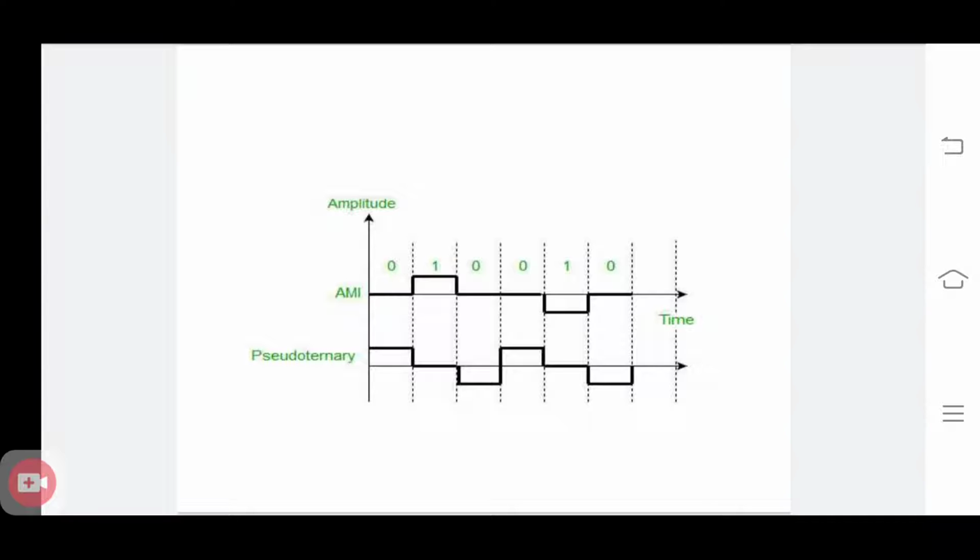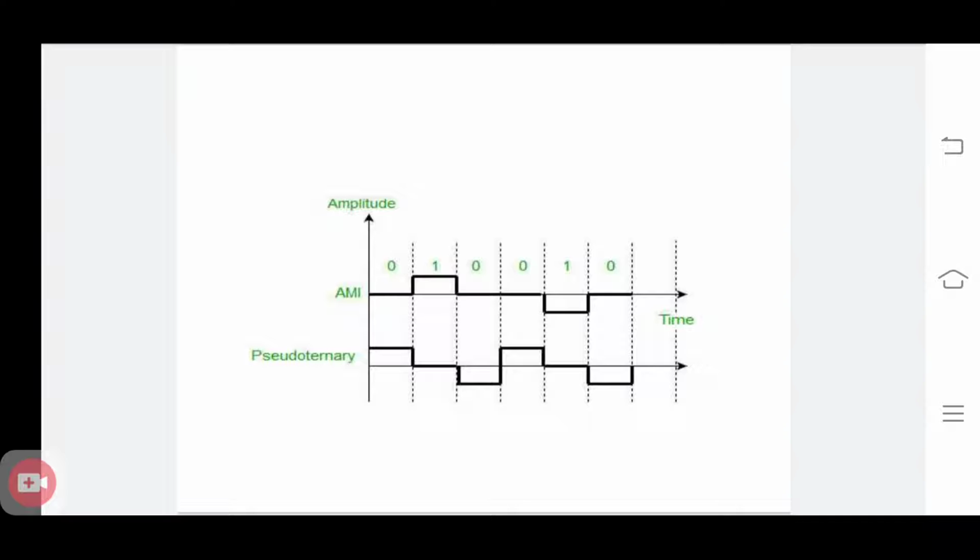How is it represented in AMI? It is a positive voltage, right? And in pseudo-ternary, it is absence of voltage. Okay. Next is a 0. 0 is represented in AMI as no line signal. Again, it's a 0, it's a no line signal.